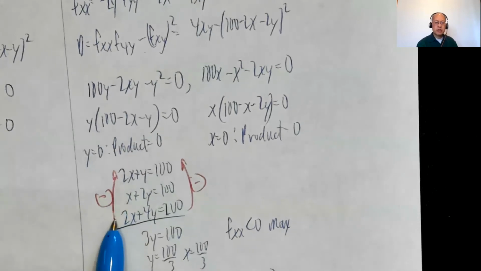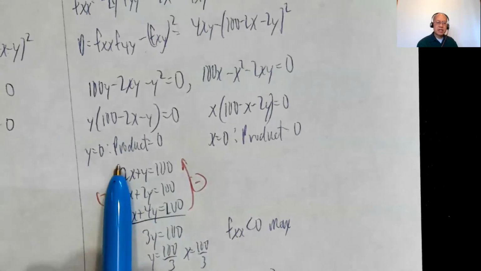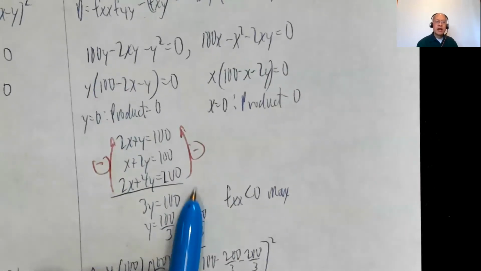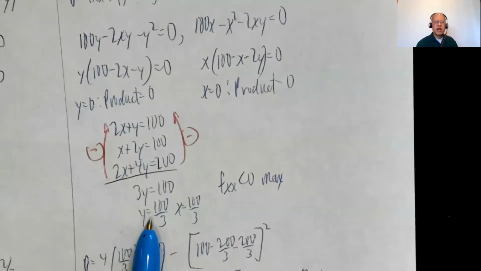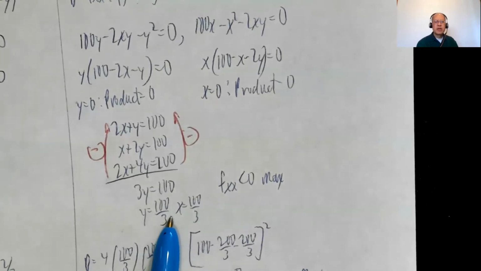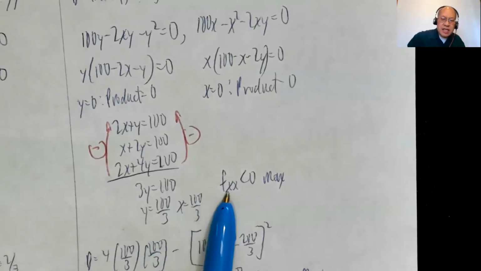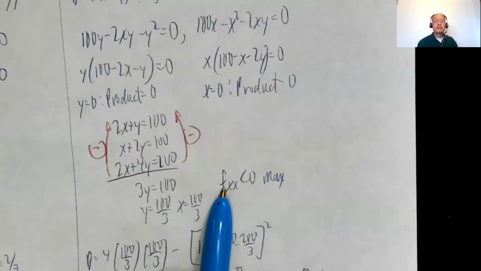Multiply this equation by 2. 2x plus 4y equals 200. Subtract. That minus that is nothing. That minus that is 3y. That minus that is 100. So y equals 100 over 3. Fxx is less than 0, which means you have a maximum.